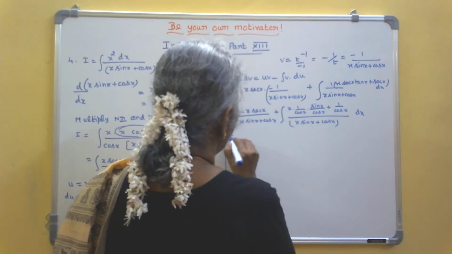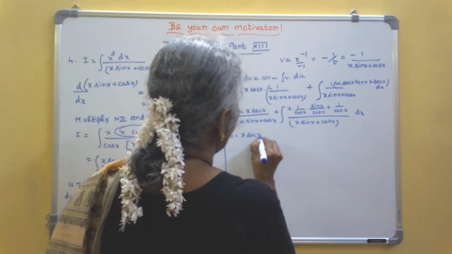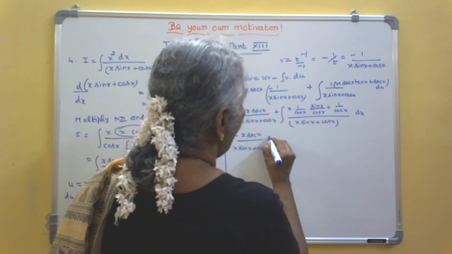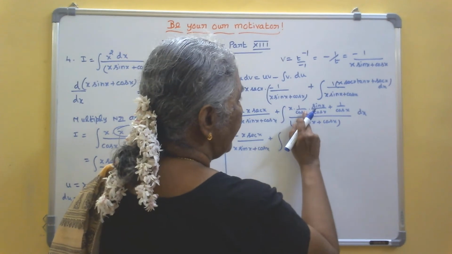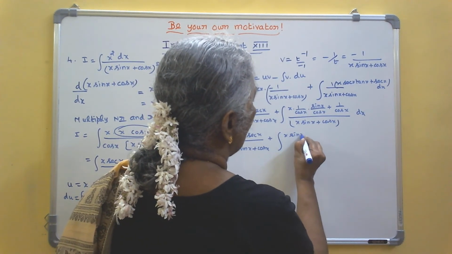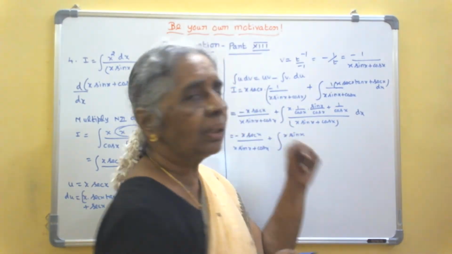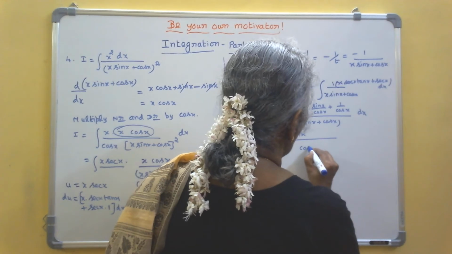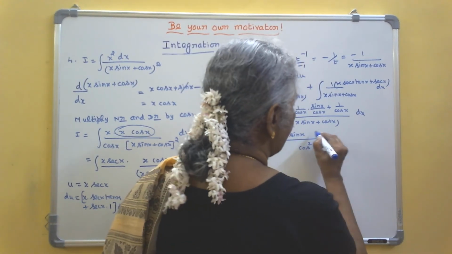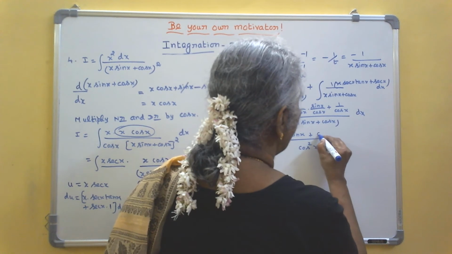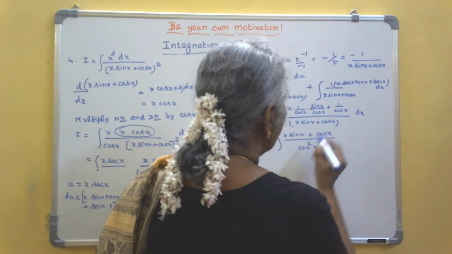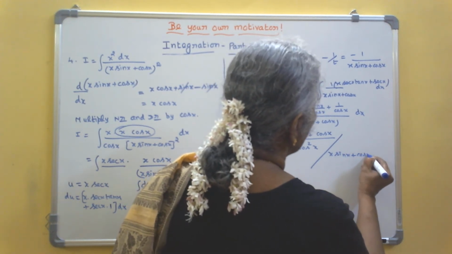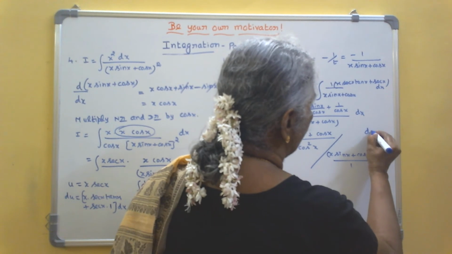So now I will get minus x secant x by x sin x plus cos x, plus here I am getting x sin x by cos squared x. Here I am having cos x. I can take cos squared x as the LCM for the numerator. So I will write cos squared x here, so x sin x plus, here 1 cos x is there, so I will get a cos x. Then in the denominator I have x sin x plus cos x. Nothing is there, so I will write it as 1 so that you will understand.